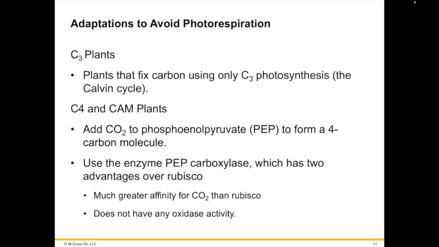The reduction in the yield of carbohydrate as a result of photorespiration is not trivial. C3 plants lose between 25% and 50% of their photosynthetically fixed carbon this way. The rate depends largely on temperature. In tropical climates, especially those in which the temperature is above 20 degrees Celsius, the problem is severe and has a major effect on tropical agriculture.